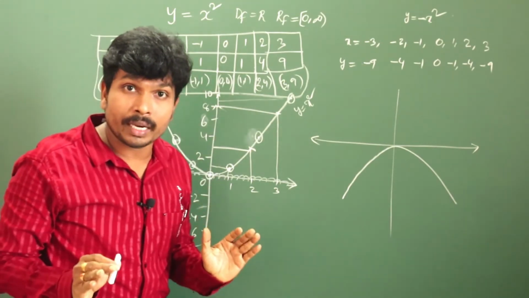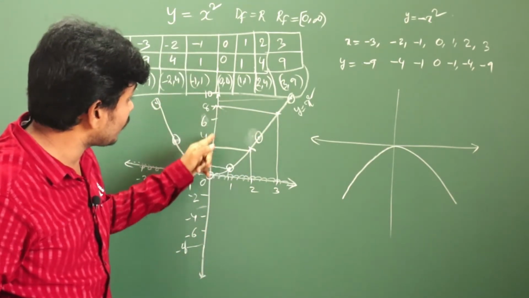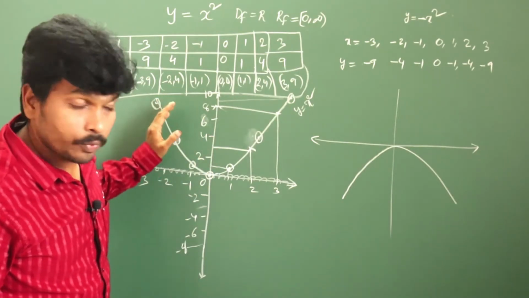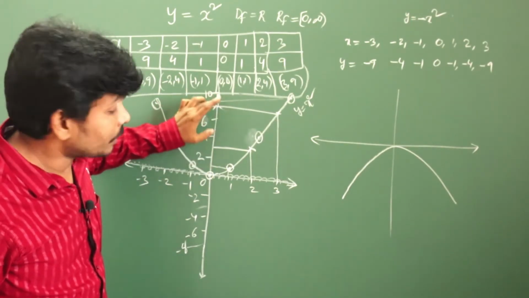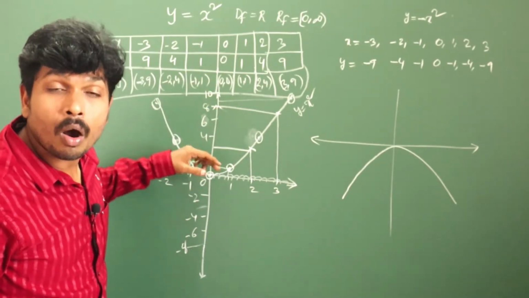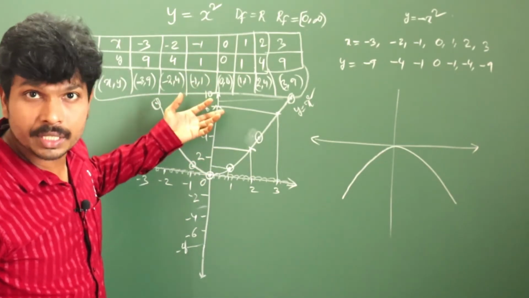So what is meant by range? The portion of the graph covered by the y-axis. How much portion of the y-axis the total graph covered, that portion is called the output. That is called the range.